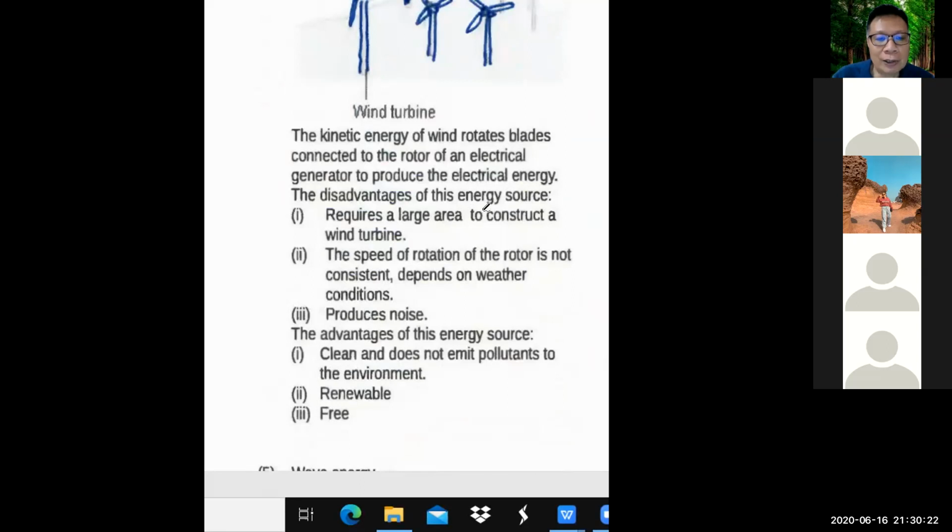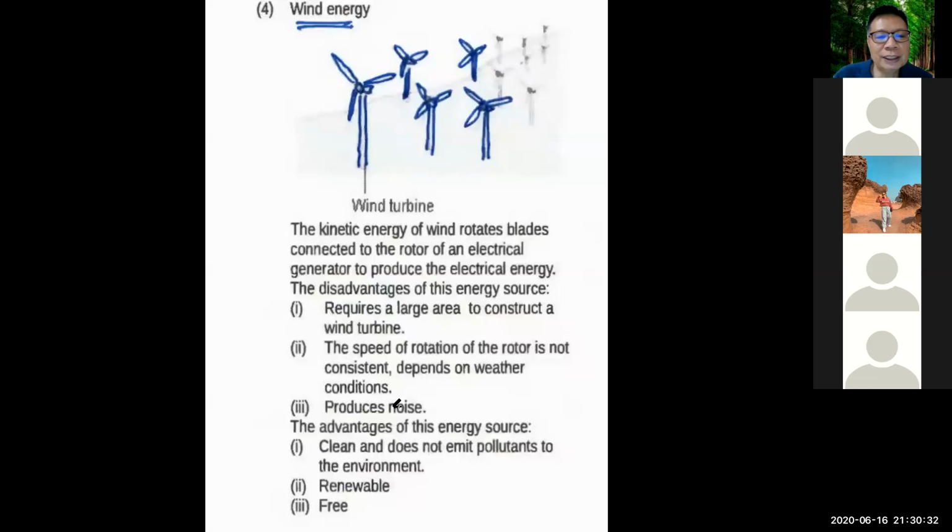Disadvantage: large area, you need a very big area. The speed of rotation is not consistent. Sometimes fast, sometimes slow, so not good. It produces noise. When this thing over here turns, it is very noisy. Okay. Advantages: clean, no pollution. Renewable, the wind never finishes, and it's free. Correct or not?